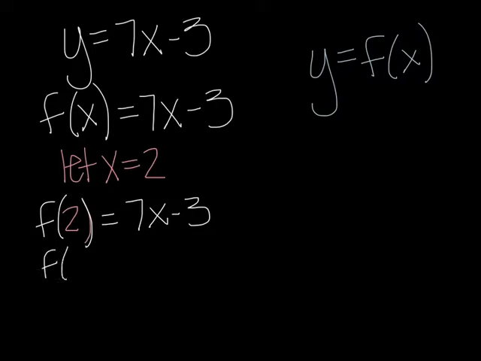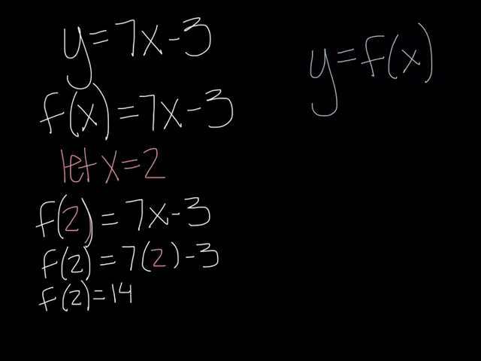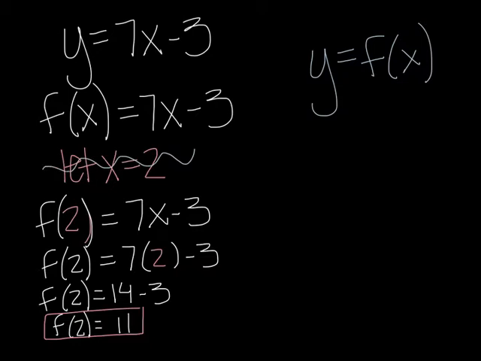So then I can just plug 2 in for x. So I would have f of 2 equals 7 times 2 minus 3. So f of 2 in this case, 7 times 2 is 14, and 14 minus 3 is 11. So f of 2 has a value of 11. Very easy way to see what's happening. So I don't even have to have this statement anymore. I can simply go from f of x to f of 2. So let's take a look at a couple examples.